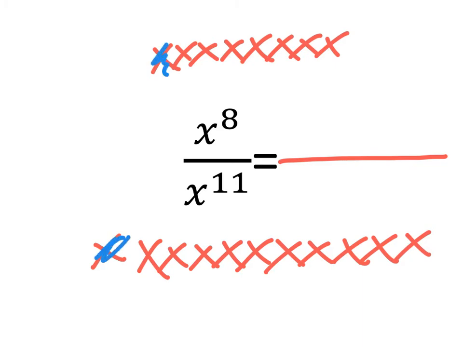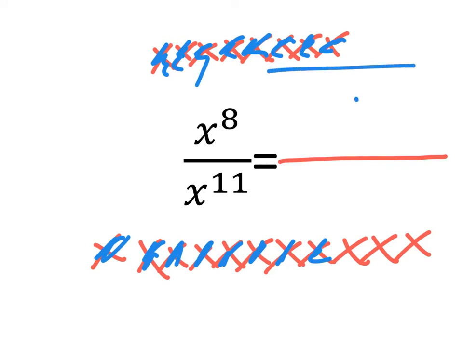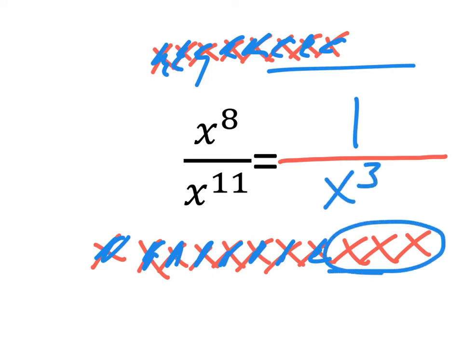1 on top, 1 on bottom. 1 on top, 1 on bottom. Top, bottom, top, bottom, top, bottom, top, bottom, top, bottom, top, bottom. Okay, now that I'm done crossing out, there's nothing left on top, which means I'm going to put a 1. On the bottom, there are 3. That gives me x cubed.